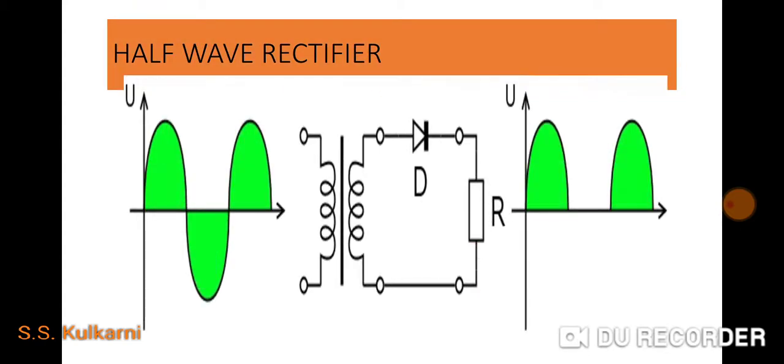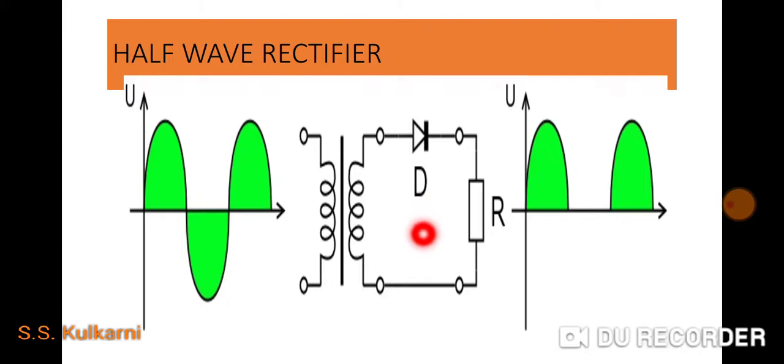In a half wave rectifier, only one diode is used, and that is shown in this figure. Only one diode D is used. Let us see the construction. Here the first device is a transformer. Here we use a single diode D and a resistor R. Across the input of the transformer, that is the primary, the AC waveform is shown here.